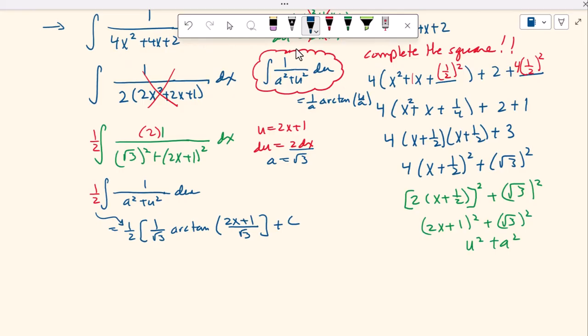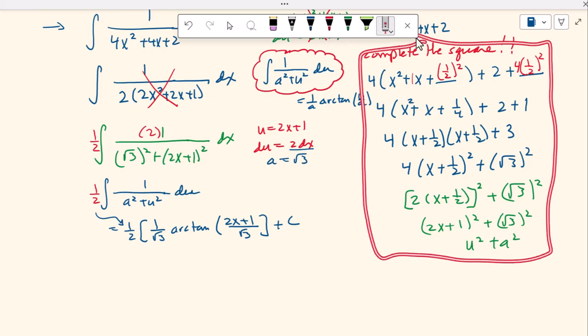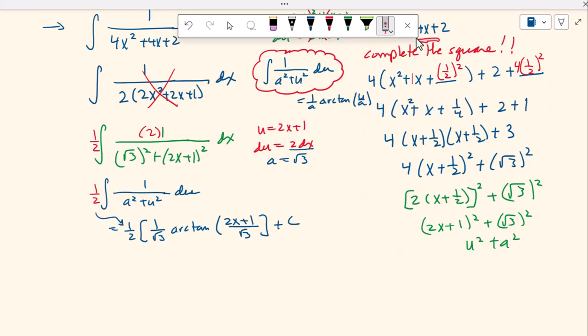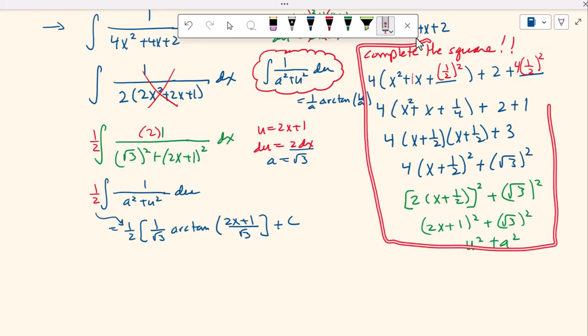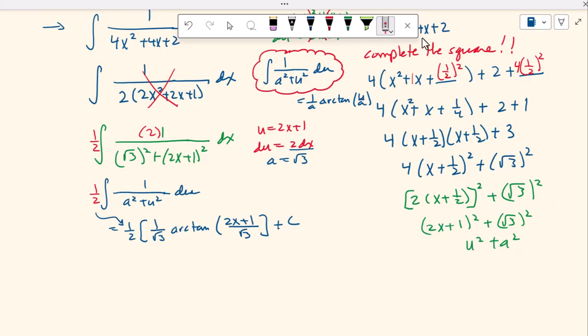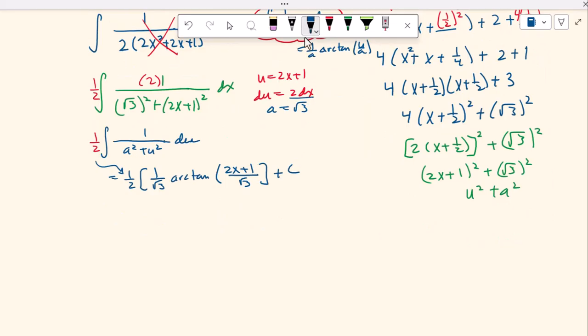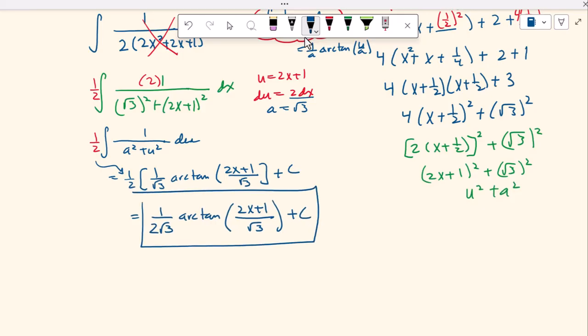So completing the square was a huge thing here. Back in the day when you were taking algebra class and you worked on completing the square, this prepared you for this day right here. Completing the square does actually show up fairly often. So let's go ahead and clean this up a bit. This is 1 over 2 root 3 arctan 2x plus 1 all over root 3 plus c. That is your integral.